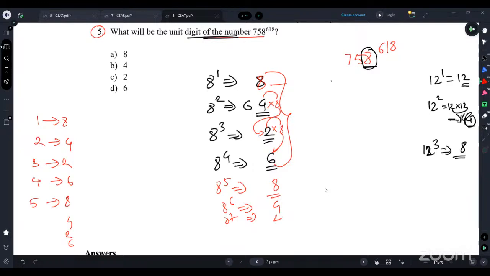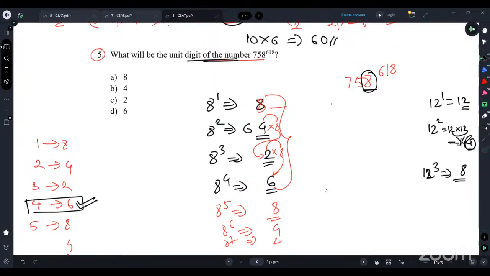So basically what does it mean? For powers which are divisible by 4, the unit digit will always be 6. So 8 raised to 8 will lead to the unit digit of 6. 8 raised to 20, because 20 is divisible by 4, the unit digit will again be 6. 8 raised to 200 will also have unit digit 6.